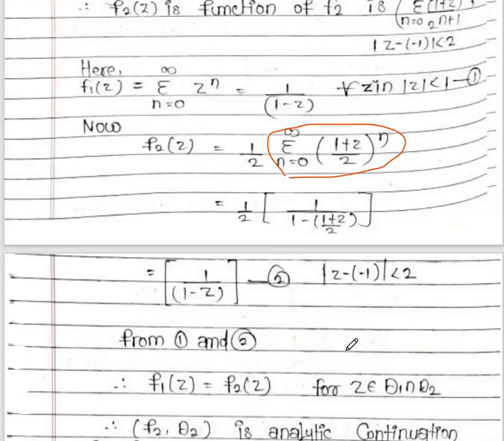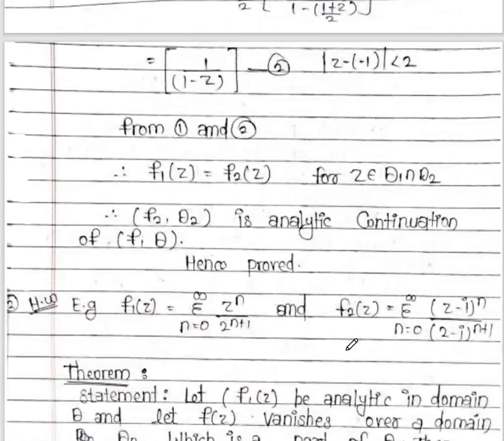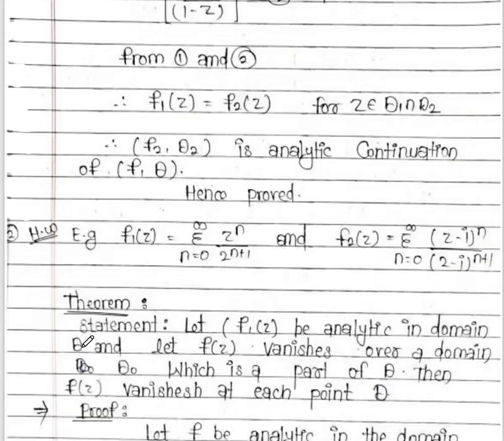So from equation number 1 and 2 we can say that f1 of z equal to f2 of z for all z belongs to D1 intersection D2. So therefore we can say that f2 on D2 is an analytic continuation of f1 on D1. So in this way the proof of problem number 1 is proved. Now we will see the second problem.